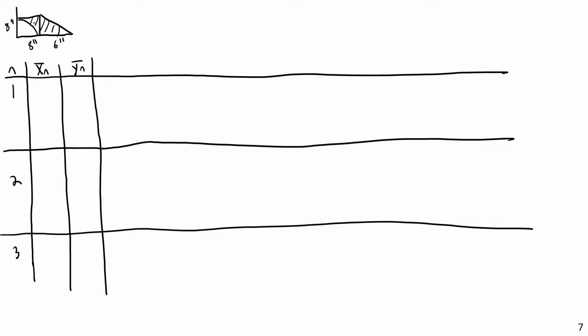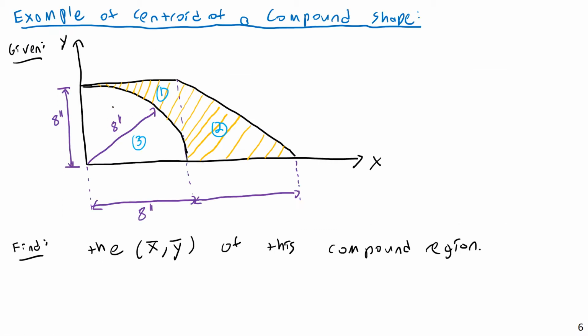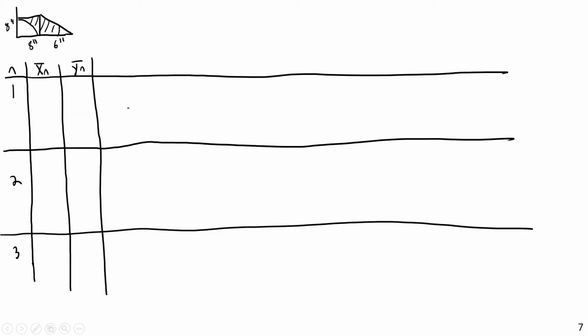Now, for piece 1, that again is the square here. The coordinates of the centroid are relatively simple. It's a square. The coordinates of the centroid of a square are going to be right in the center. And so that's going to be 4 inches and 4 inches.